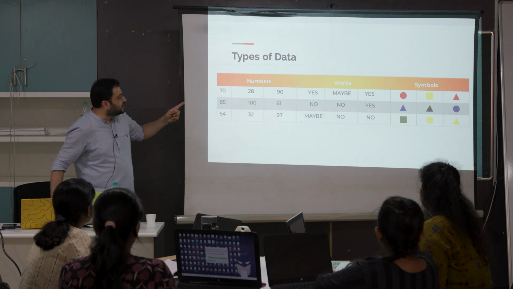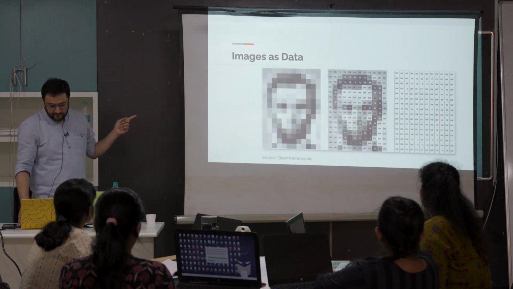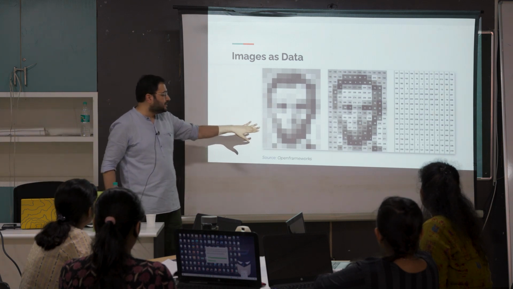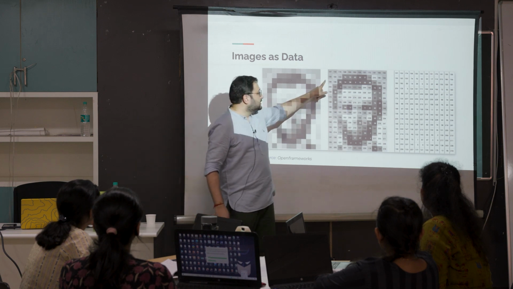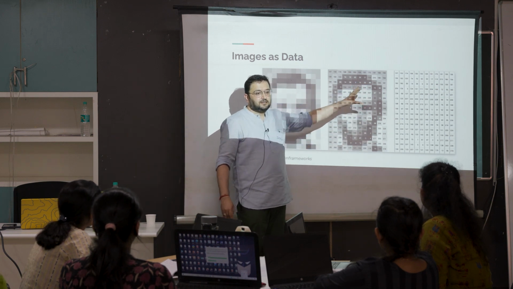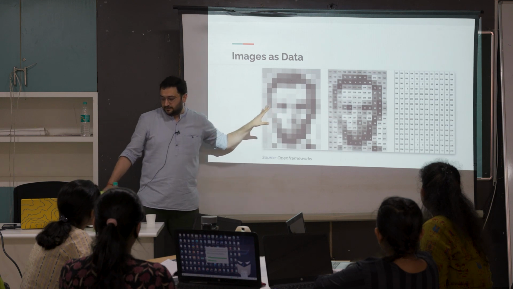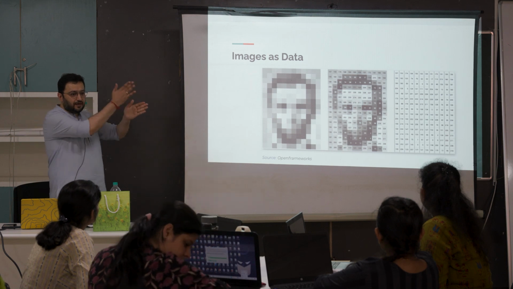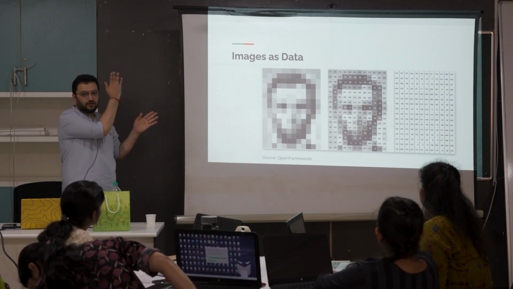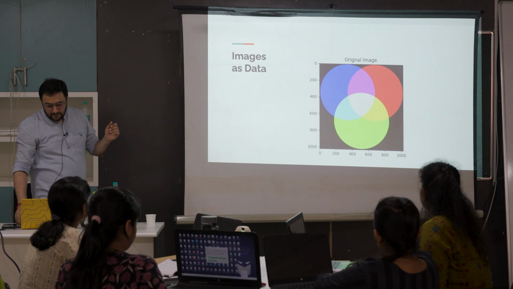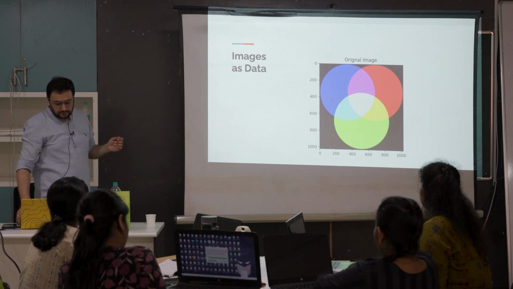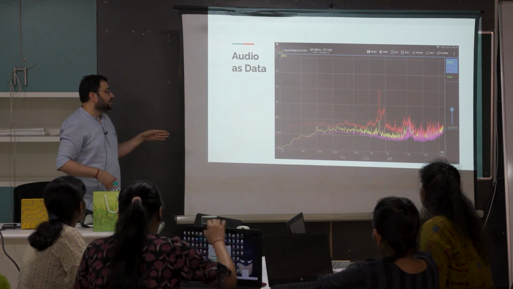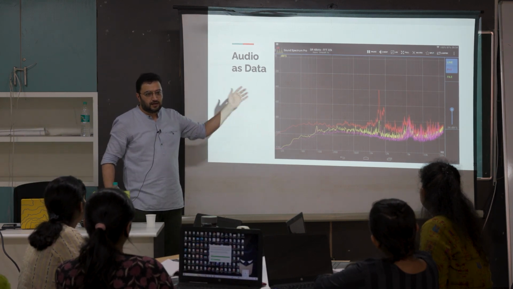So we have symbols, words, numbers, image as data. You know how image as data is represented. Each pixel gets a value and that is the value matrix, and basically that's how an image is represented, right? This is a grayscale image. For a colored image you will have three matrices, one for red, one for green, one for blue. Then audio data is again amplitudes, frequencies, again in numbers.